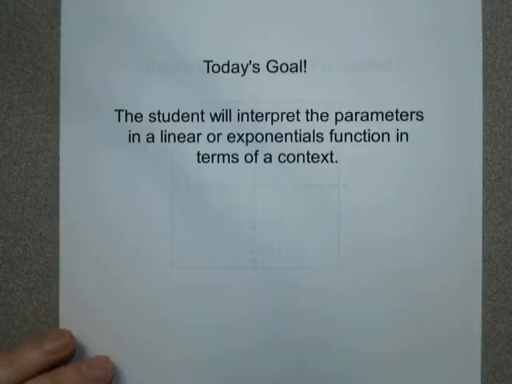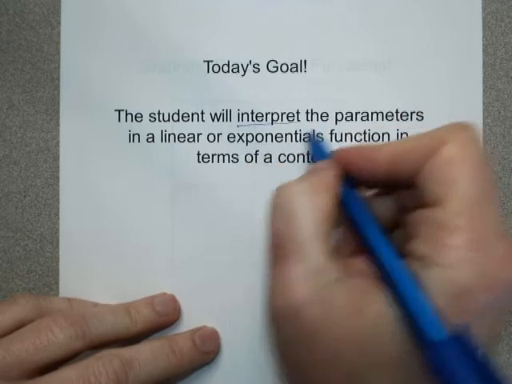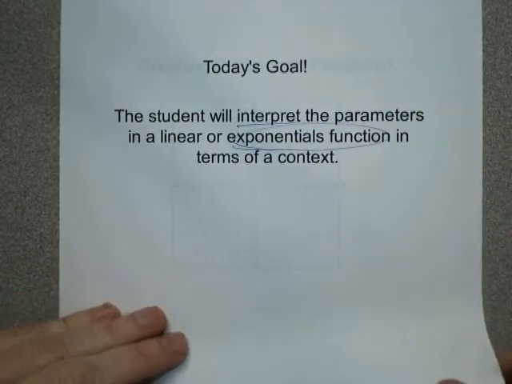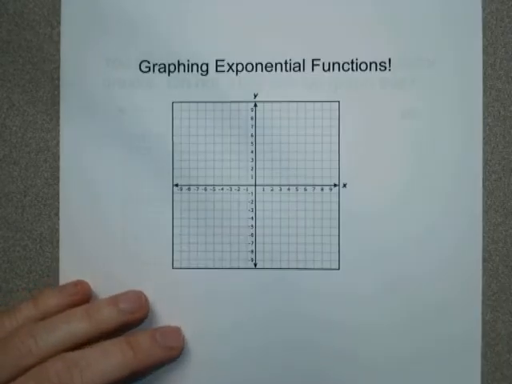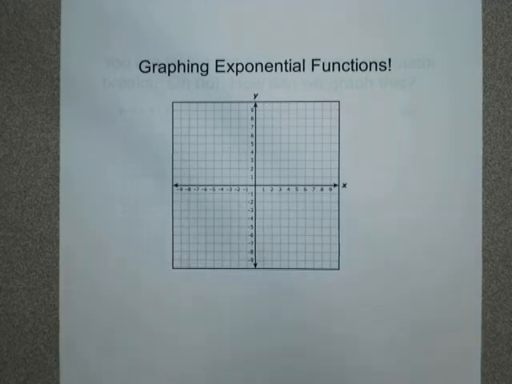This is lesson 22.3 in your Springboard books. So today's goal, the student will interpret the parameters in a linear exponential function in terms of a context. So again, we're going to be interpreting exponential functions, just like we have for the last two lessons. So today, we are going to be graphing all of these exponential functions we've been talking about. We talked about exponential growth, we talked about exponential decay, we talked about the actual equation for an exponential function. So now we have to graph them.